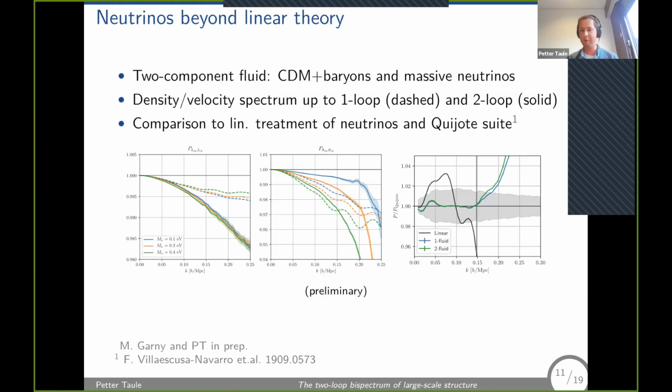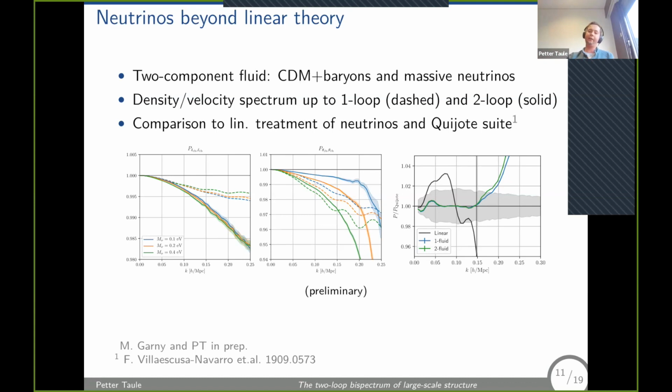And I think I maybe have a few minutes left, so I thought I would also flash a completely different project on just one slide here, which hopefully will be on the arXiv in a few weeks or so. This is a project with Matthias, where we take neutrinos into account beyond linear theory in structure formation. So we consider a two-component fluid where we have cold dark matter and baryons in one component, and then coupled by gravity to degenerate massive neutrinos as the other component.